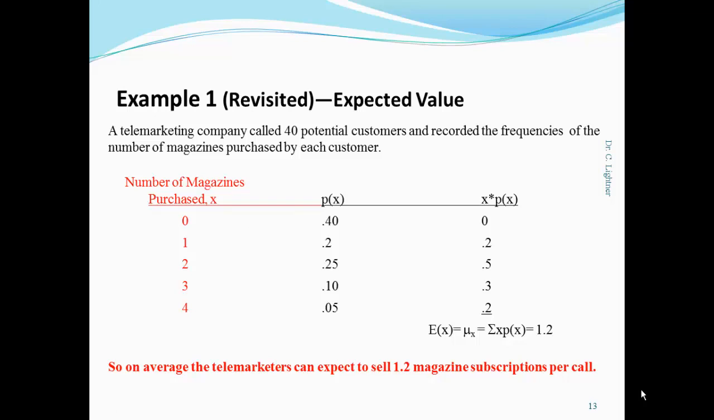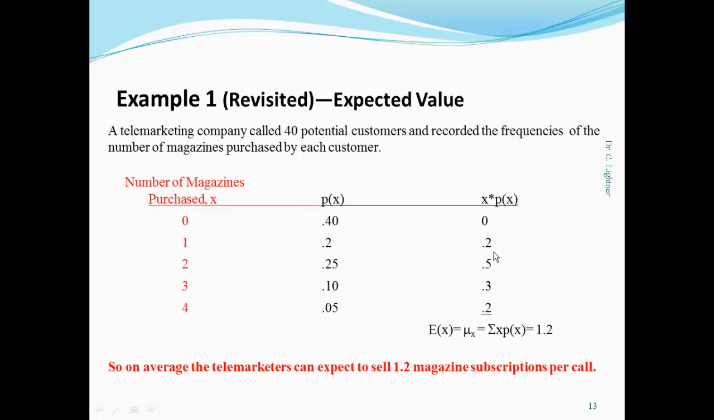Let's compute the expected value of the number of magazines purchased on any individual call. In order to do this, we can set up a table. In this table, we should put our x values in the first column, the probabilities of each of these x values occurring in the second column, and in the third column, we should put the heading x times p of x. And in this column, one by one, we should go down the list and multiply each x value times the probability of that x value occurring and record that value in the third column.